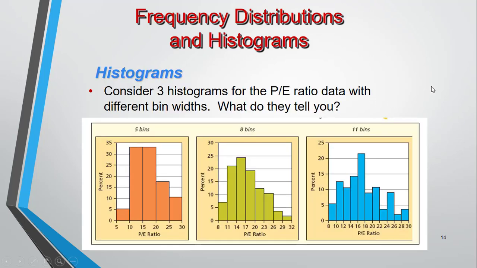Here are 3 histograms for the P ratio data with different bin widths. What do they tell you? Right? You can see with 5 bins, 8 bins, or 11 bins. Right? And you can see the more bins you have, the more details you show, right? More details of the shape, the peak, the tail, the long tail, or the mode, etc. With more bins, more detailed numbers.